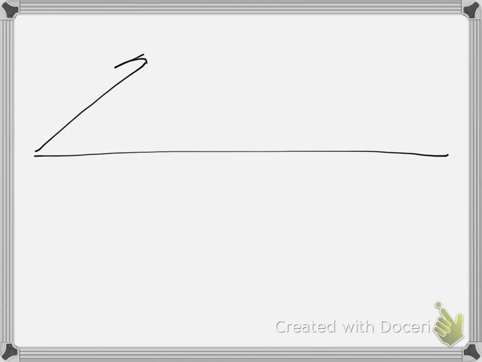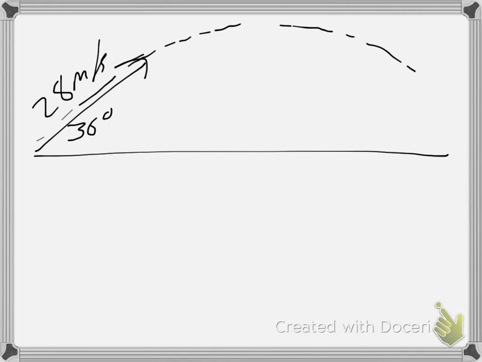Alright, for number 11, we have an object that is thrown with a velocity of 28 meters per second at an angle of 36 degrees to the horizontal. So the first thing you want to do is start by drawing a picture. You have a horizontal, and we have a velocity where this is 36 degrees and this is 28 meters per second. So if this thing's thrown on this velocity, then it's going to travel up on that velocity and eventually land somewhere on the ground over here.